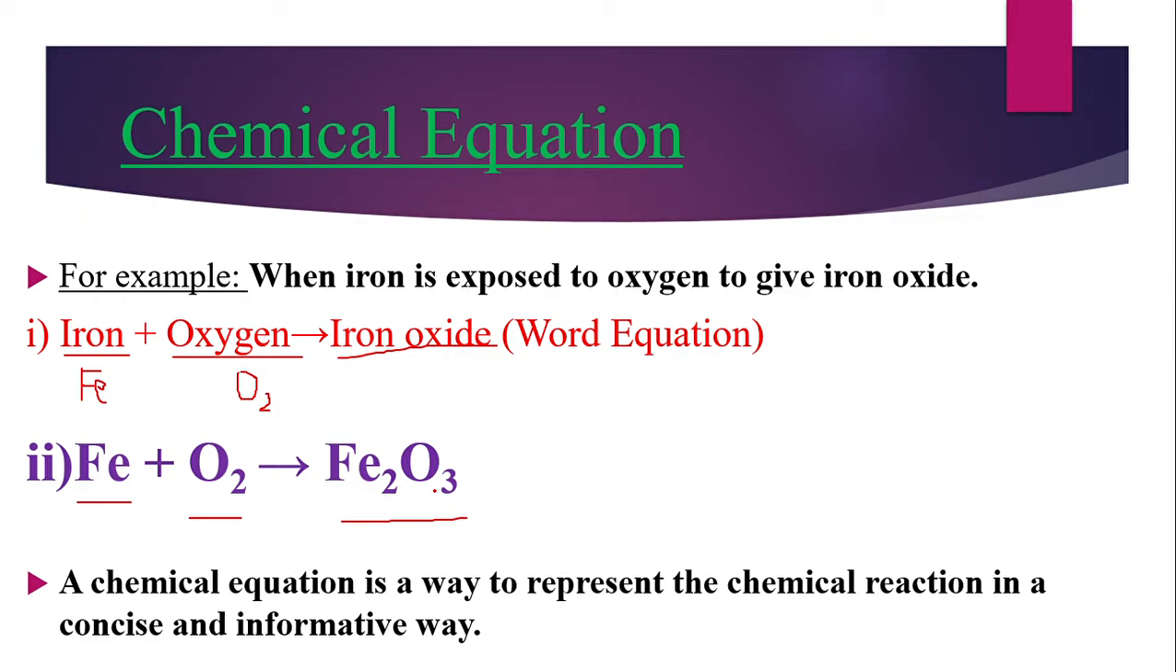Okay, let's see, one more statement is in front of you. A chemical equation is a way to represent a chemical reaction in a concise and informative way. Correct, because it's a very easy way to find out the chemical reaction. It gives you information much faster just by looking at the symbols.